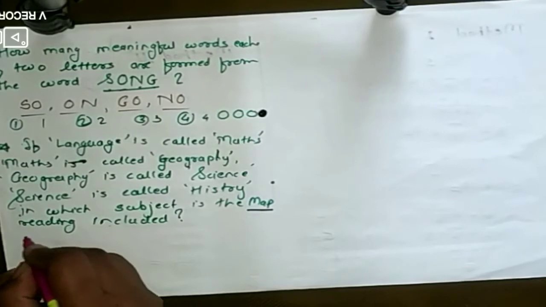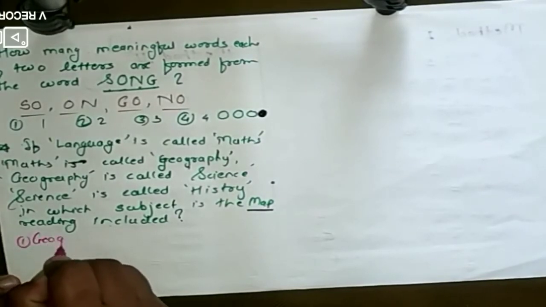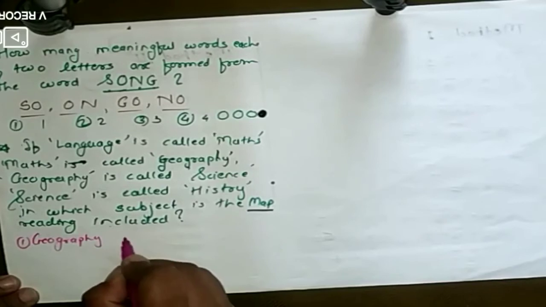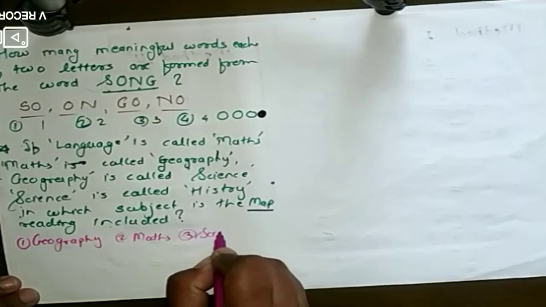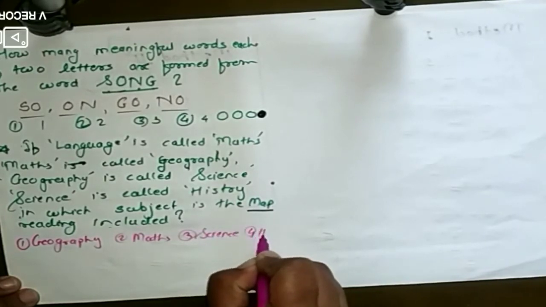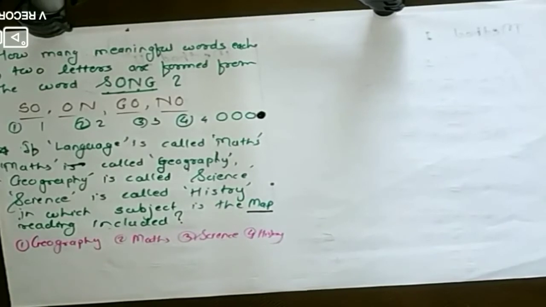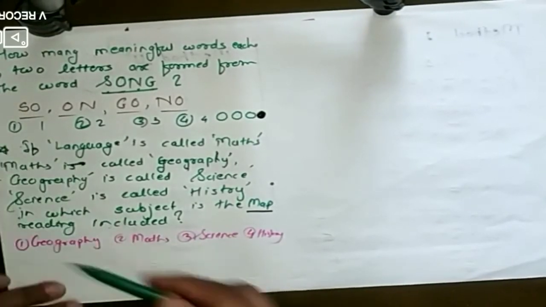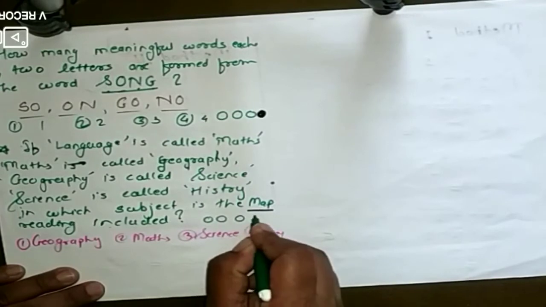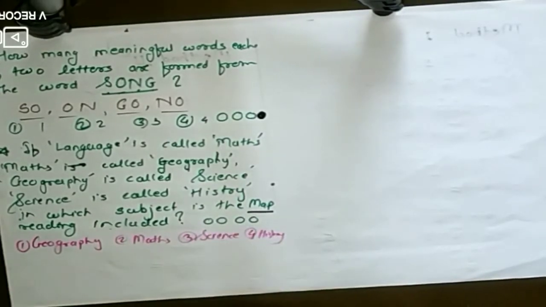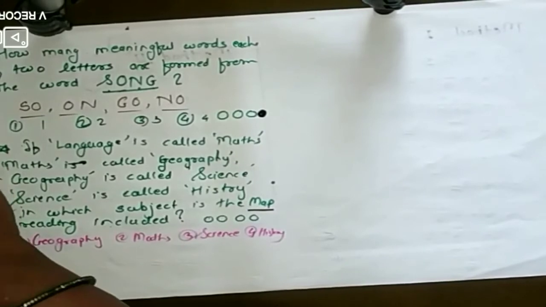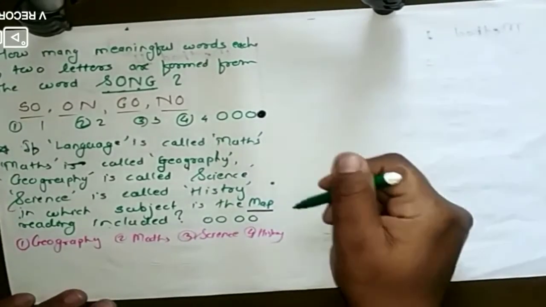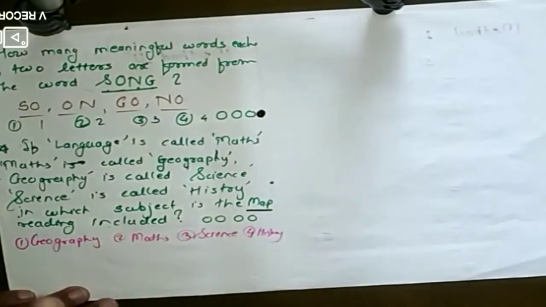The options are four only. First option is geography. Second option is maths. Third option is science. And fourth option is history. From these we have to choose any one option. For 8th standard we have to choose two options, but for this 5th standard we have to choose only one option. First of all, what we have to know is in which subject we study maps. Geography.